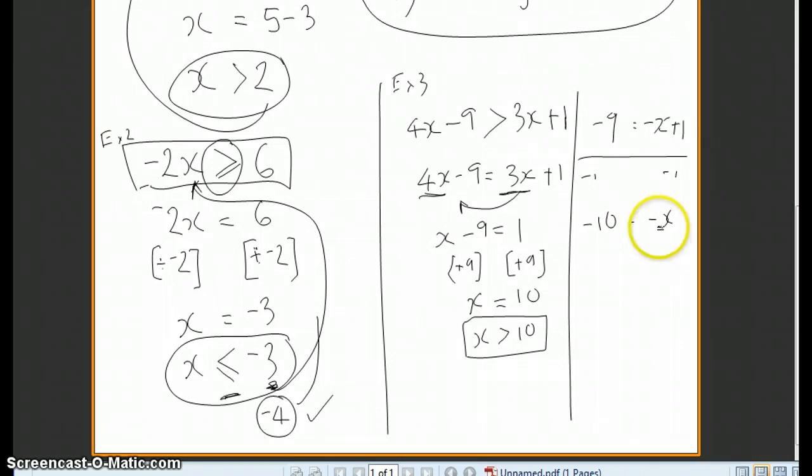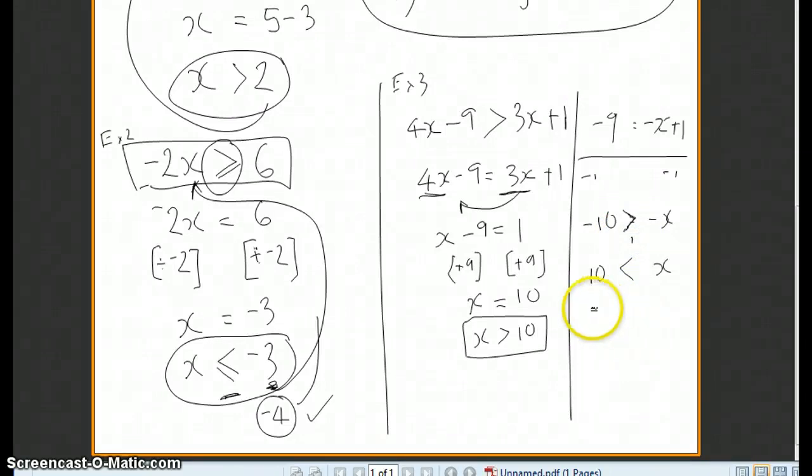Now, to undo the negative 1 in front of the x, I have to divide by a negative. You with me? At the moment, that's not an equal sign, that is a greater than sign. However, when I divide both sides by -1, that changes from a greater than sign to a less than sign. Okay, you notice I swapped the sign because I divided by -1 between here and here.